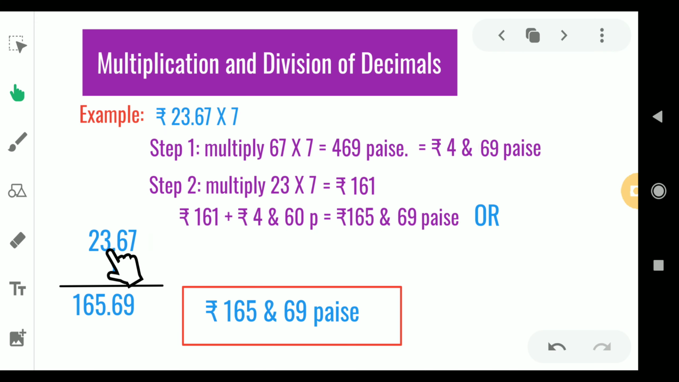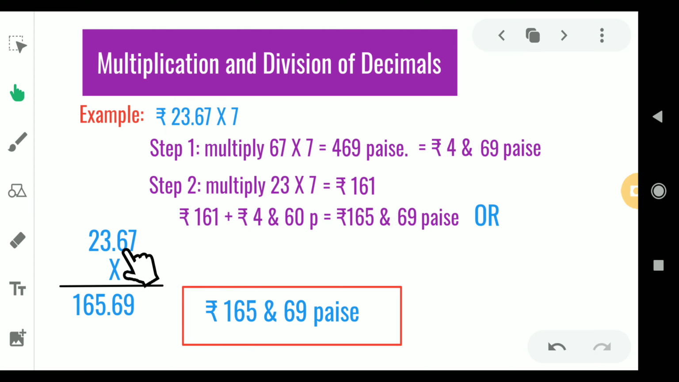23.67, that is 23 rupees 67 paise, and multiply by 7. 7 7s are 49. So we write 9 in ones place and 4 will be carryover. 7 6s are 42 plus 4 will be 46 and 6 we write here and 4 as the carryover, which we write on top of 3, and 7 3s are 21 plus 4 will be 25 and we write 5 here and 2 as carryover, and lastly it is 7 2s are 14, 14 plus 2 will be 16. So we got the product as 16569.